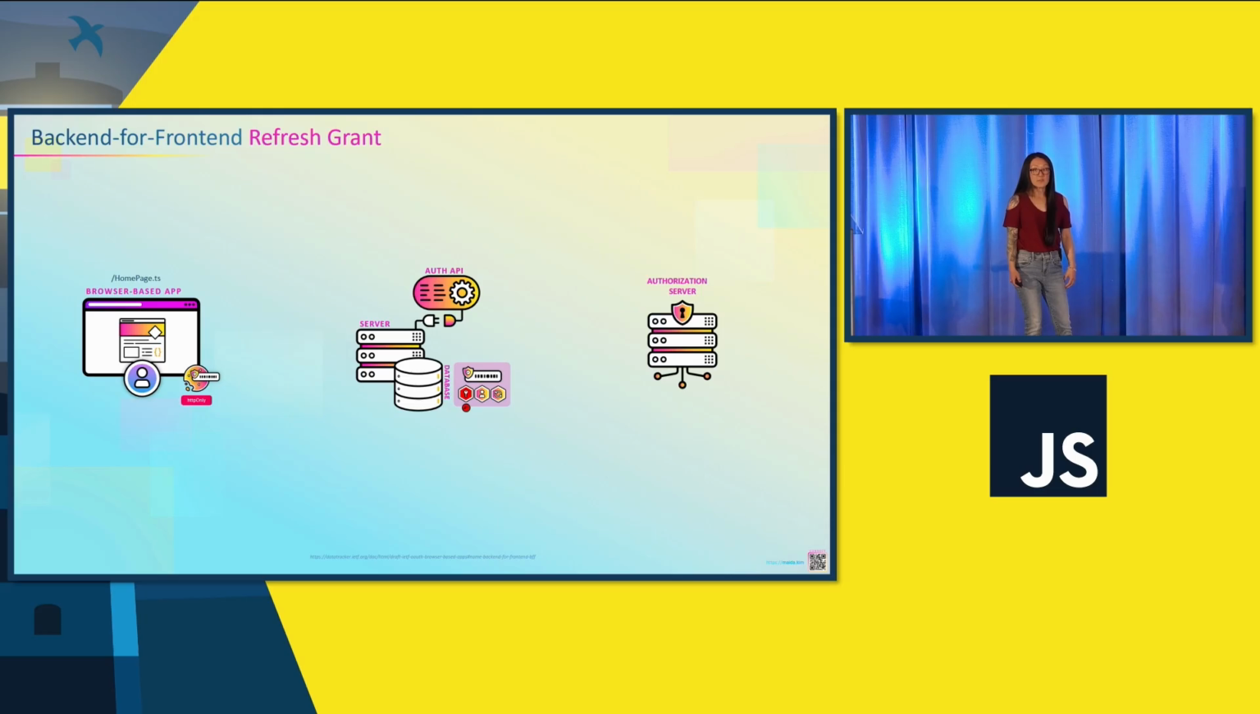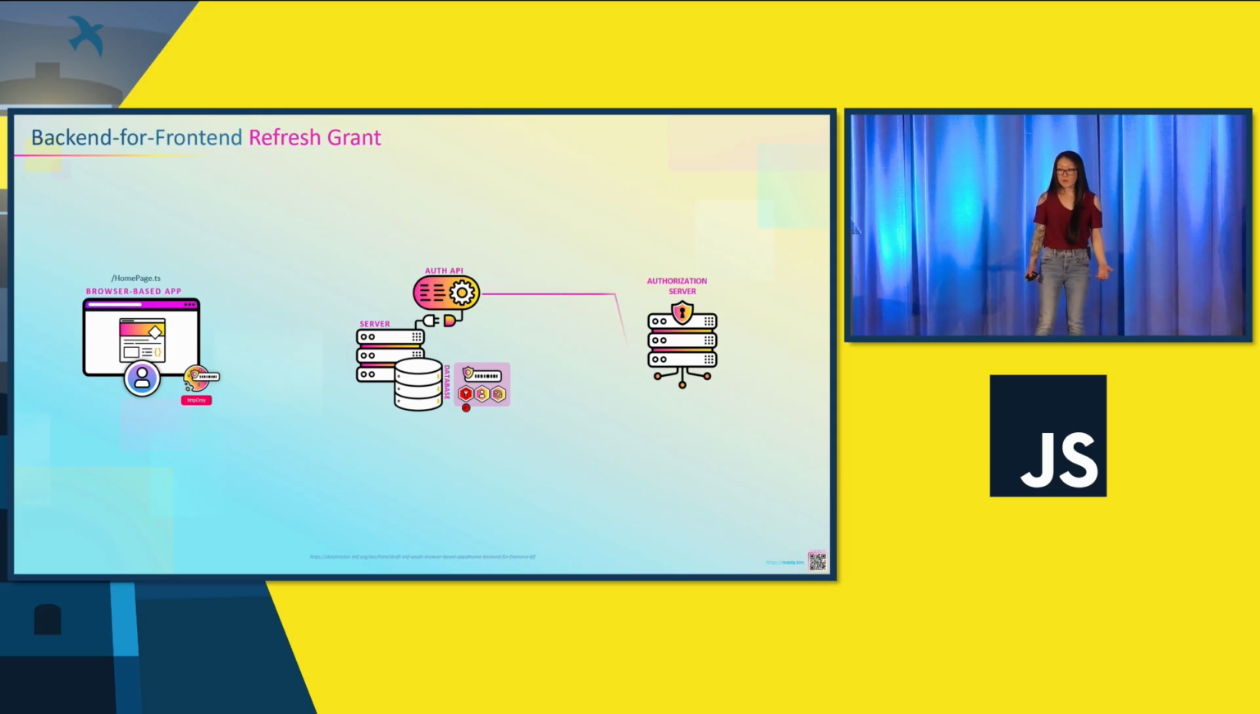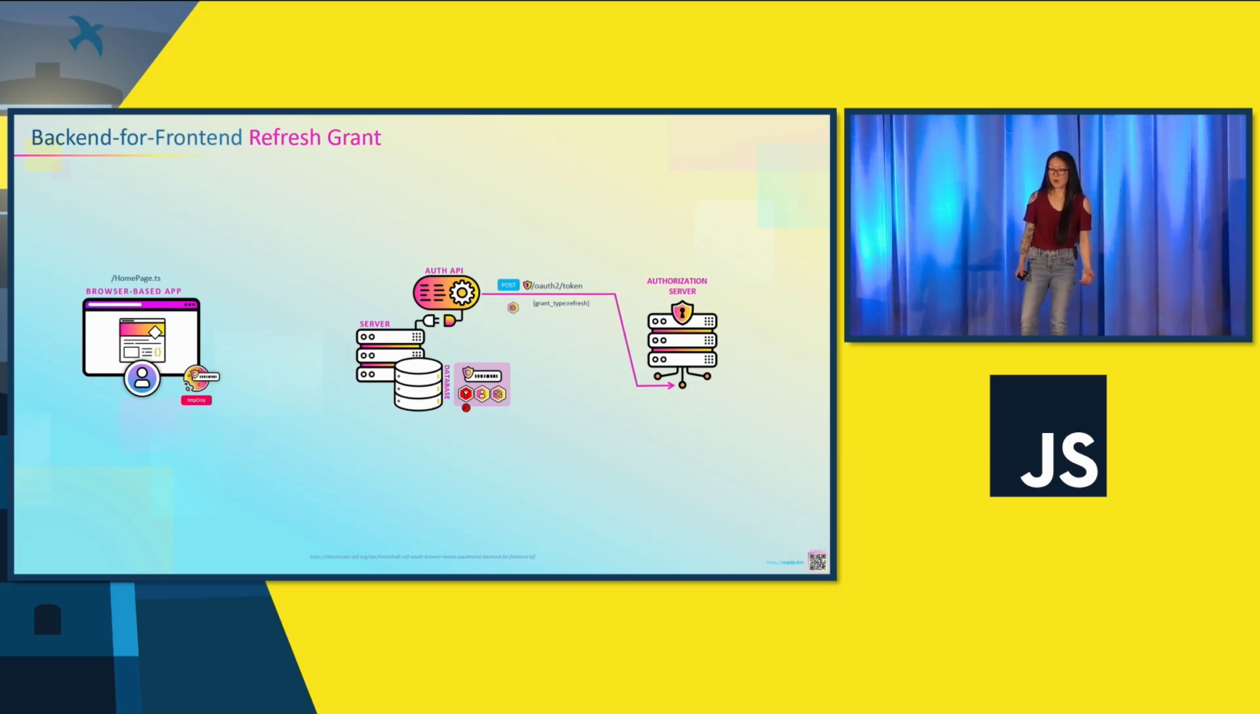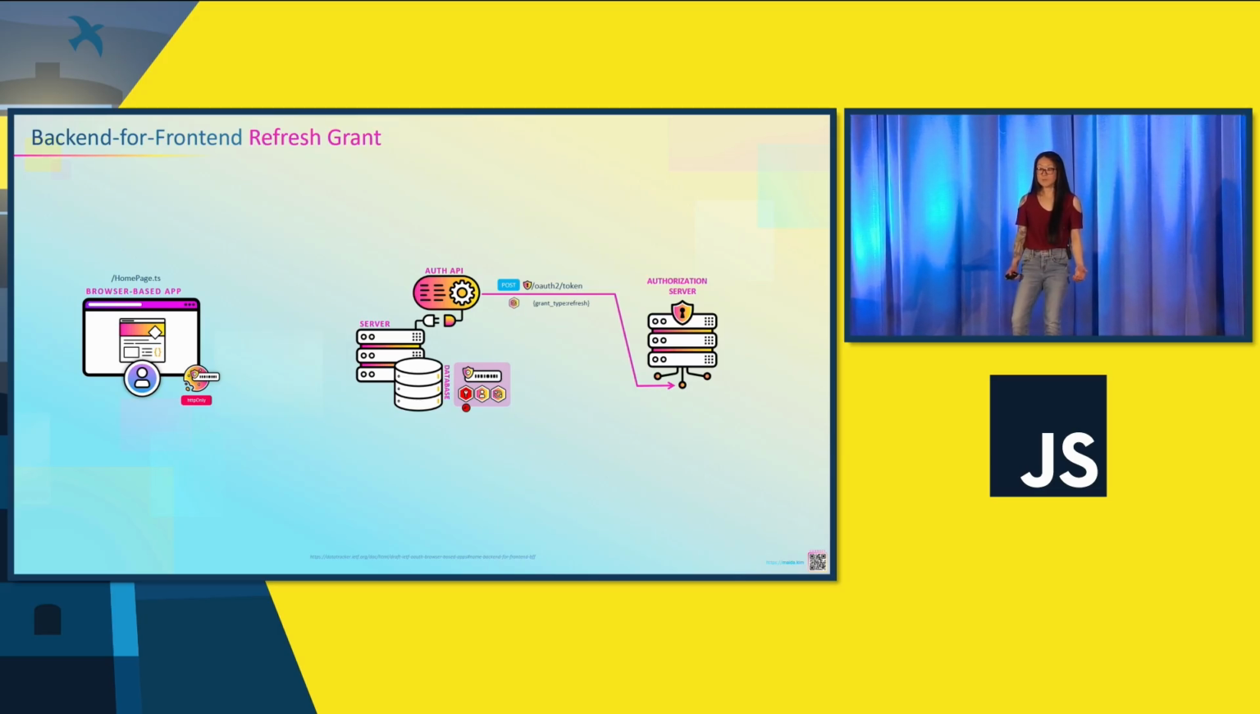Now, if the access token is expired, but the refresh token is valid, then we can perform a refresh grant by sending the refresh token to the authorization server's token endpoint. The authorization server responds with fresh tokens, which are then saved in the user session.